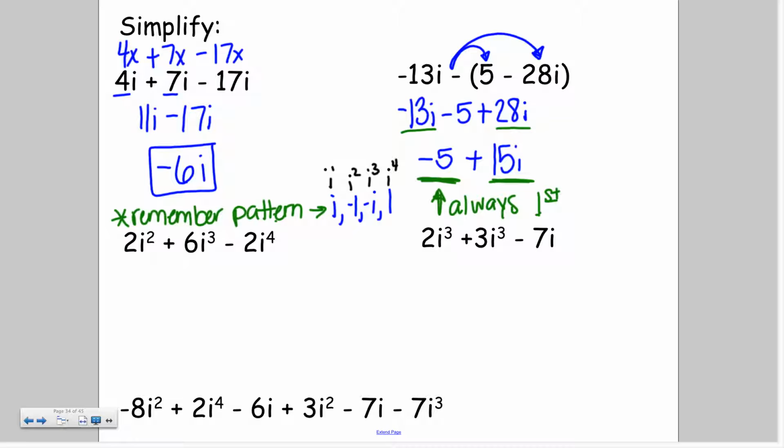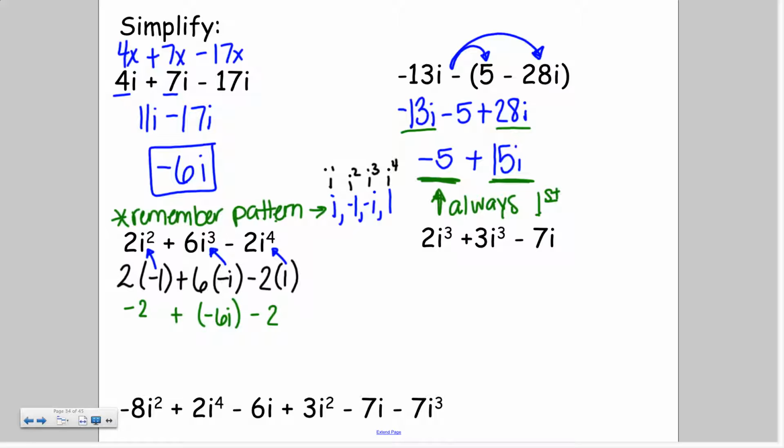So 2 times i squared is negative 1, plus 6i cubed is negative i, and then i to the fourth is 1. Now, just so you know where I got this, I just switched these over to what their values are. Okay? That's all I did. So now I'm going to take and multiply. 2 times negative 1 is negative 2. 6 times negative i is negative 6i. And then negative 2 times 1 is negative 2.